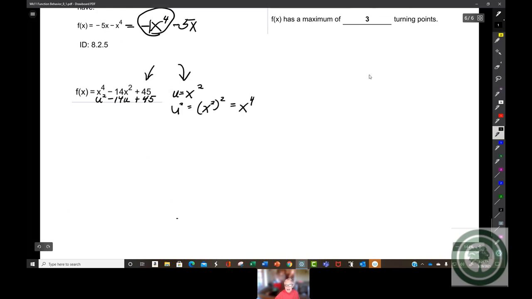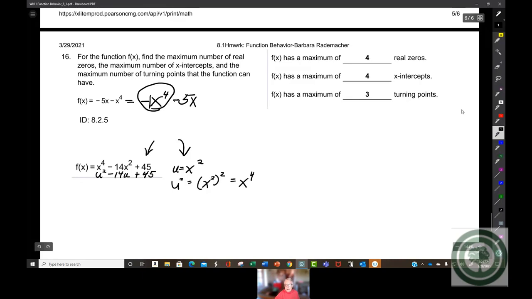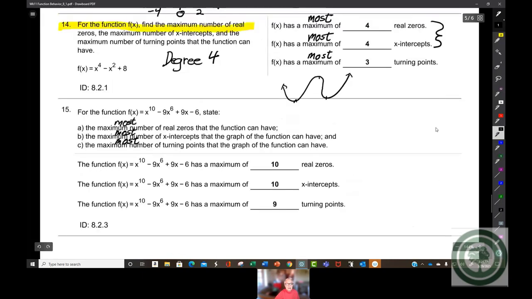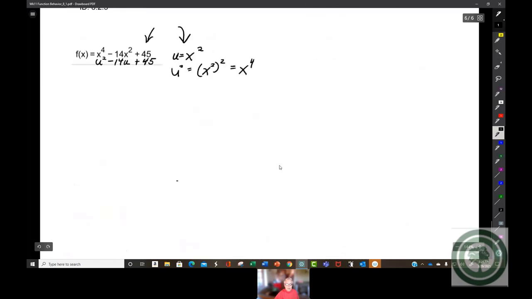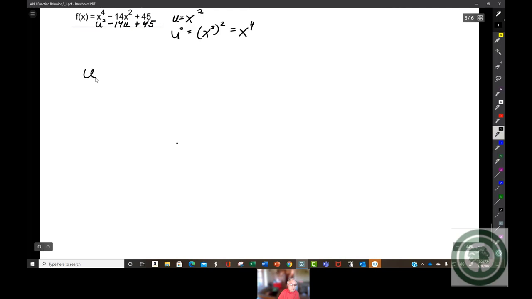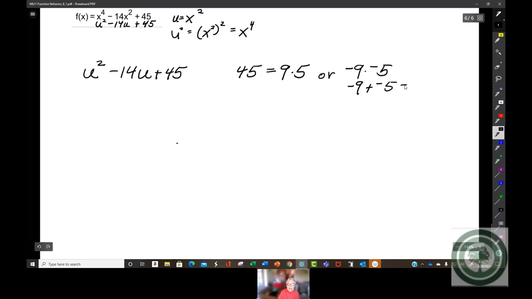Okay, and what are we being asked? We're being asked to find the zeros of the polynomial and state the multiplicity of each. All right, so let's do that. u squared minus 14u plus 45. And 45 equals 9 times 5, or negative 9 times negative 5, and negative 9 plus negative 5 is negative 14, which is your b number right here.